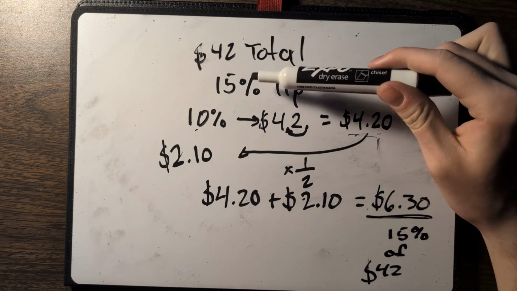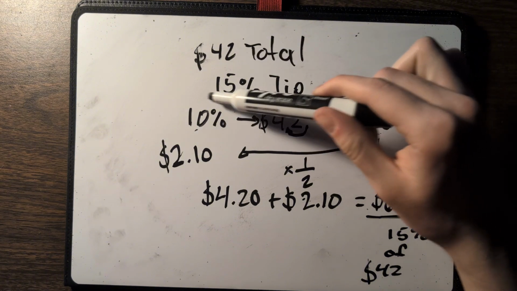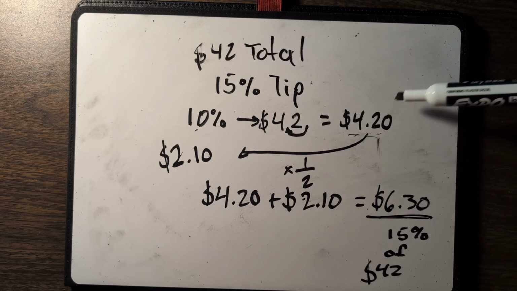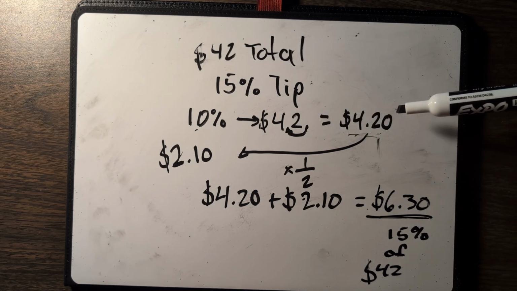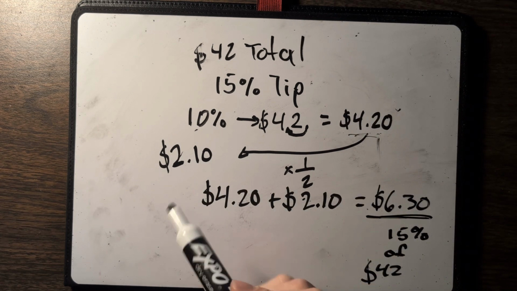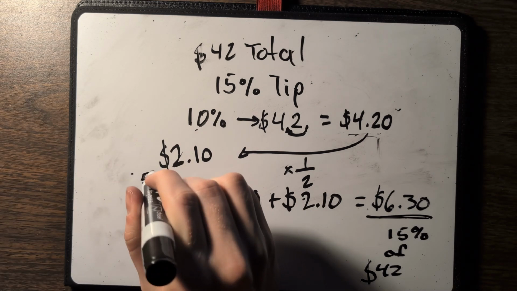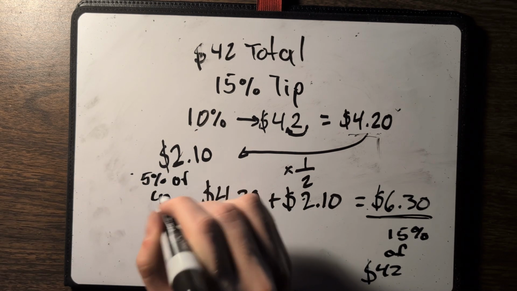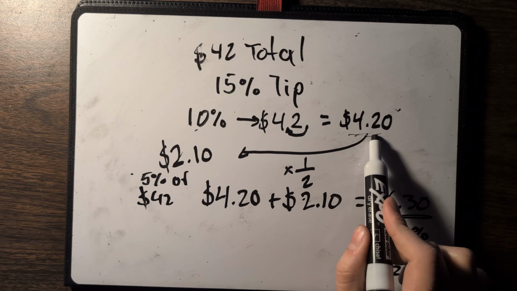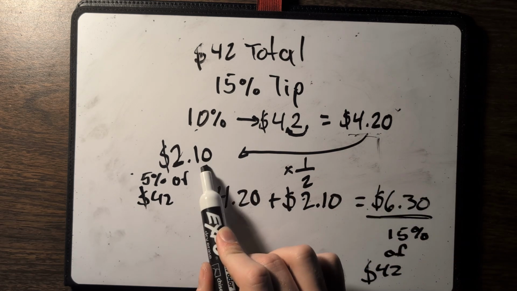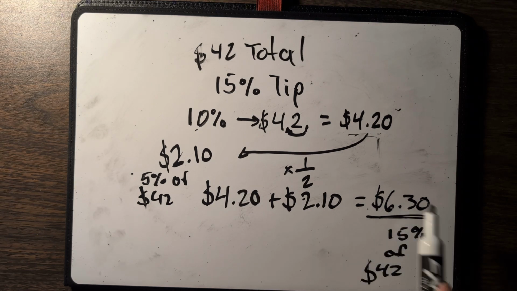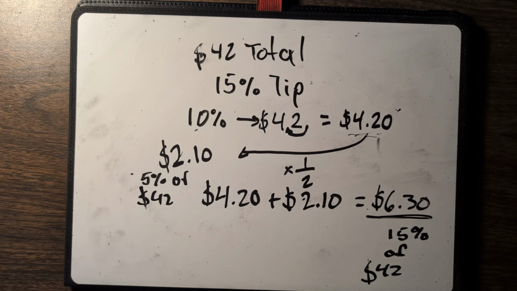Now, how does that work? Well, first we find 10% of $42, which happens to be $4.20. Then half of 10% is going to be 5%. So then we find 5%. So this is really 5% of $42 right here. If we add 10% and 5%, we get 15%. So when we add them together, this will equal 15% of our total bill.